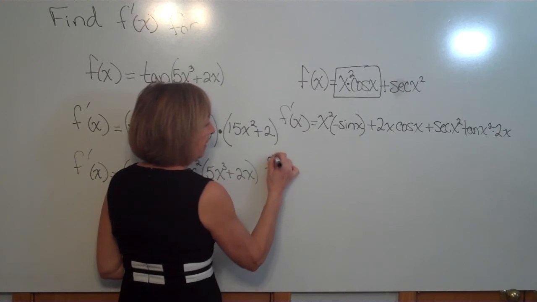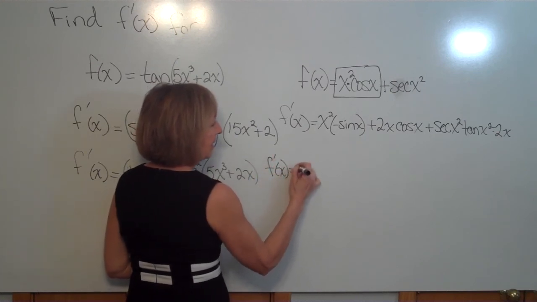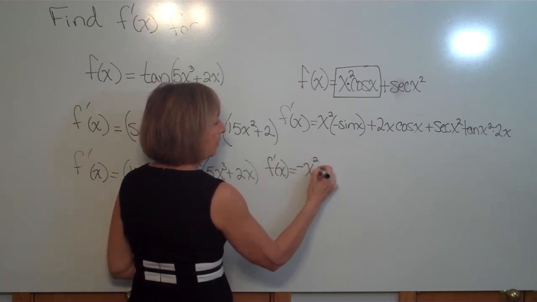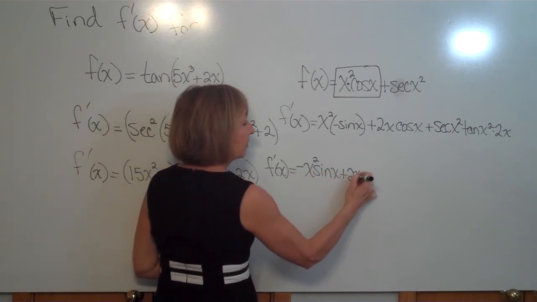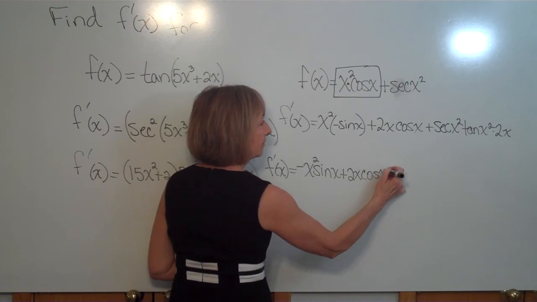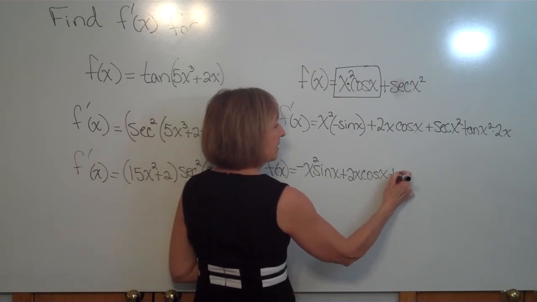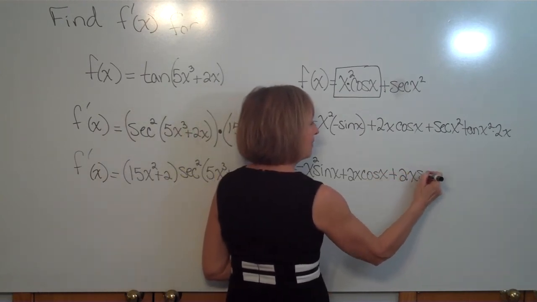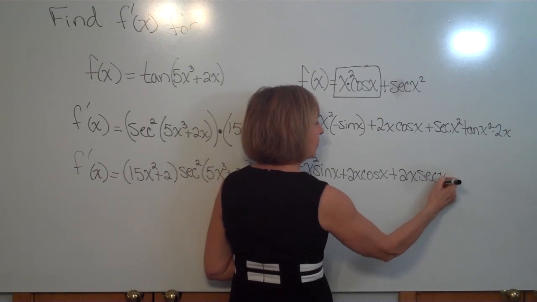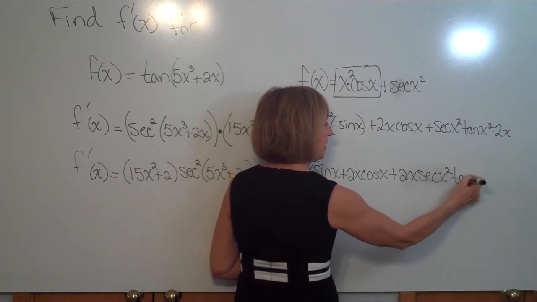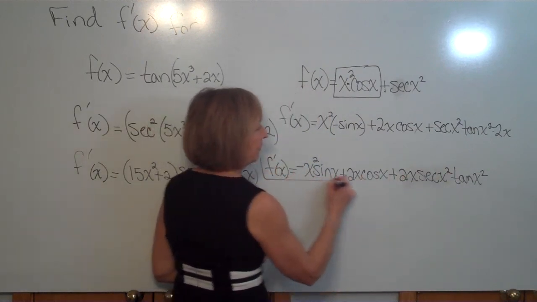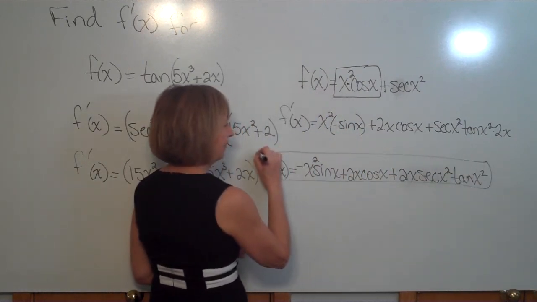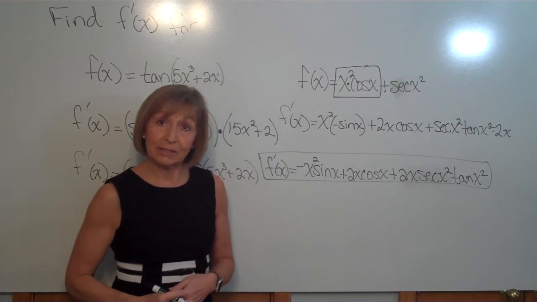So this derivative, f prime of x, is negative x squared sine x plus 2x cosine x plus 2x times secant x squared tangent x squared for our derivative of that function. Let's look at some more examples.